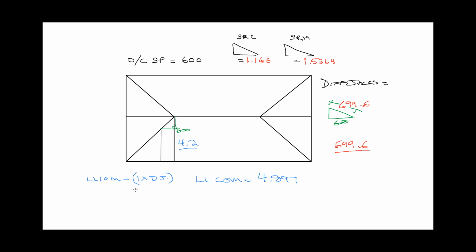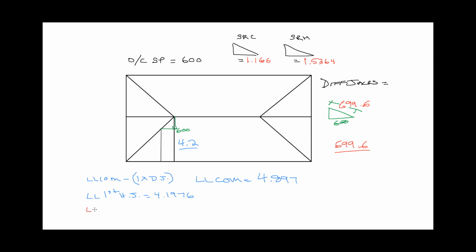So I'll go ahead and do that on my calculator. I am going to recall the line length of my common rafter. I am going to subtract from that, open bracket, 1 times, and then I will get back my difference in jacks. And that gives me a line length of my first hip jack equals 4.1976.